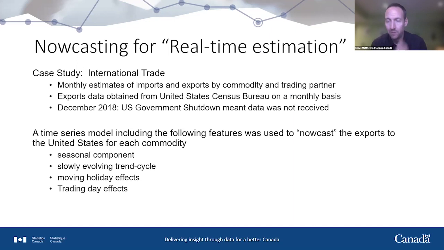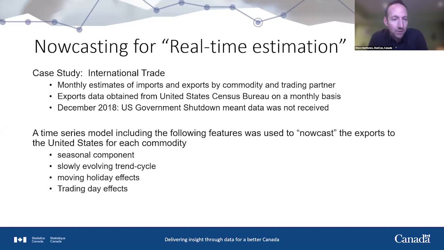So now I'll just talk quickly about a couple of examples where we've done some work along these lines, sort of as a case study. The first is from international trade. So we produce monthly estimates of imports and exports broken down by different commodity groups and trading partners or countries. To produce our exports from Canada, we have a data sharing agreement with the US Census Bureau, where each month they'll provide us data on their imports between Canada and the US, which are our exports, and vice versa. We provide data to them on our imports, which are their exports.